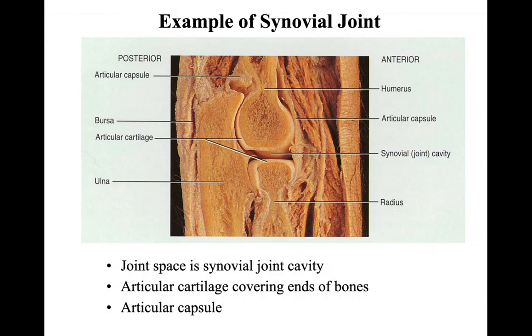So this is an example of a synovial joint here. You can see on living tissue there aren't big gaping spaces between them. So you do have the joint space that is your synovial joint cavity. You've got the articular cartilage that's covering the ends of the bones, and then the articular capsule is around the outside of the joint.